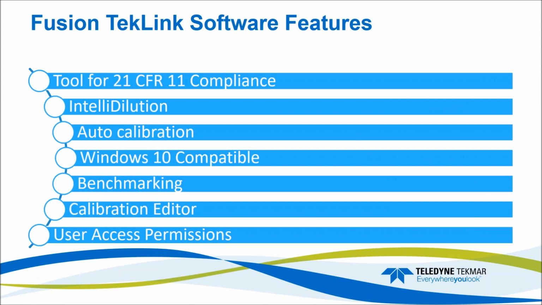The Fusion software has many workflow easing features. It's a tool for 21 CFR 11 compliance. If you don't know what that is, it's basically standards used in the pharmaceutical industry that mandate you have to have electronic signatures, you have to have auto archiving of data so you don't lose it, that kind of thing. So those are already built into the software. You just have to enable them.